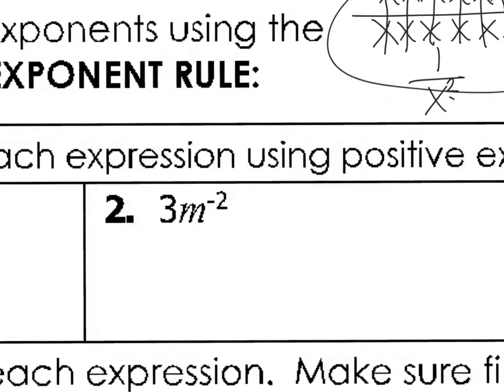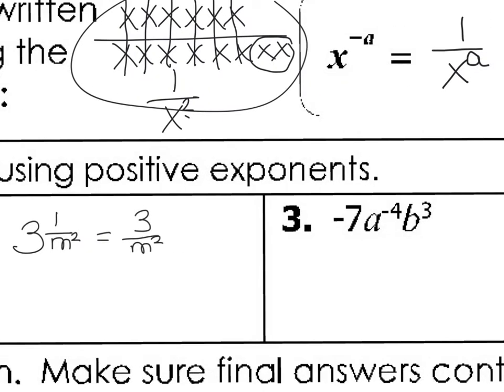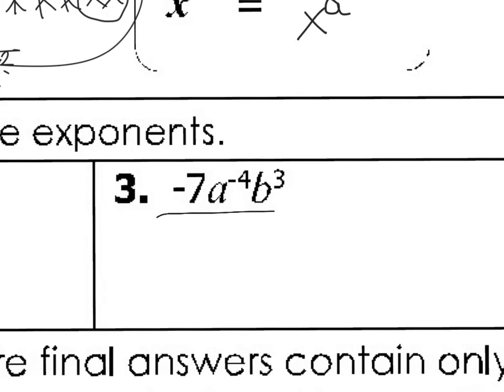All right, 3m to the negative 2. You're not flipping the 3. You're only dealing with the exponent. The 3 stays like it is, but we're going to put the m squared to the bottom. And you can also write this as 3 over m squared. So you say, oh, well, this one's negative, I need to put it underneath there.